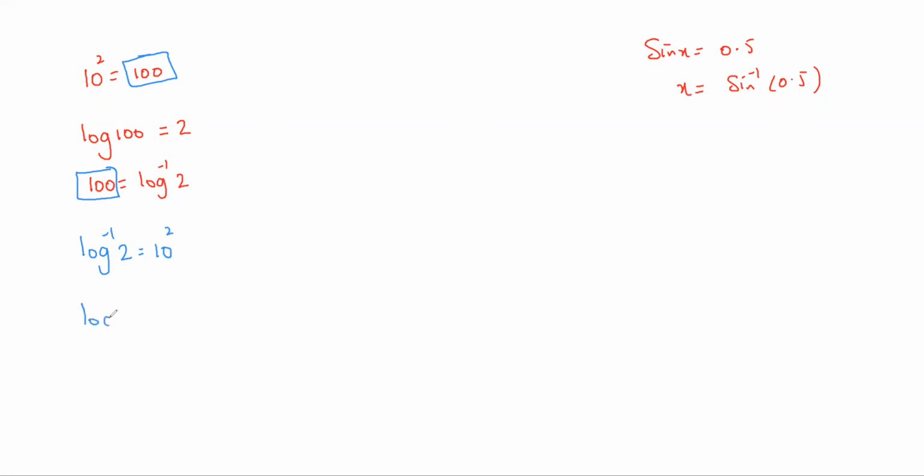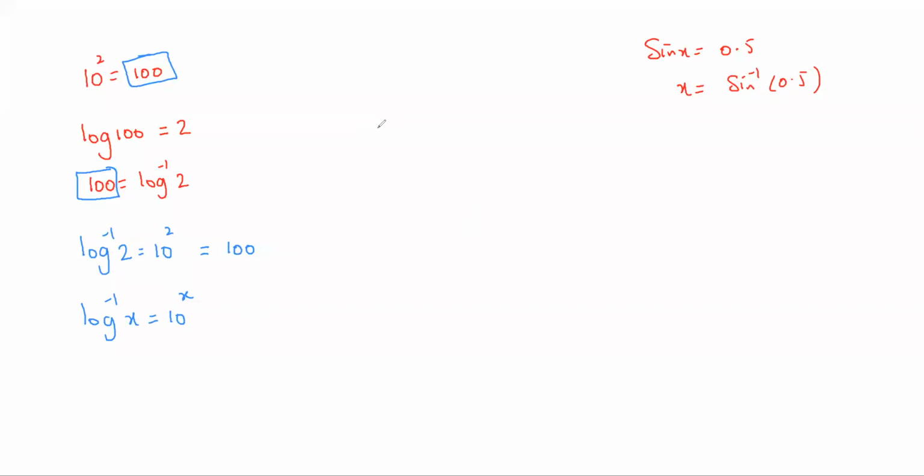So if you have log inverse of x, that would mean 10 to the power x. You can check this from your calculator. If you find log inverse of 2 on the calculator, you will see that it gives you the answer equal to 100. Can you confirm that? You must have checked from the calculator that log inverse of 2 is going to be 10 squared, and that is going to be equal to 100.